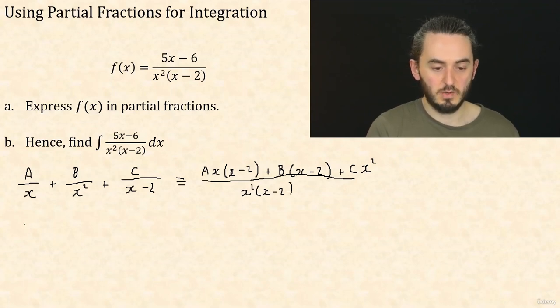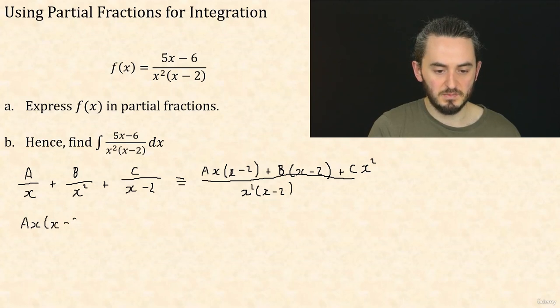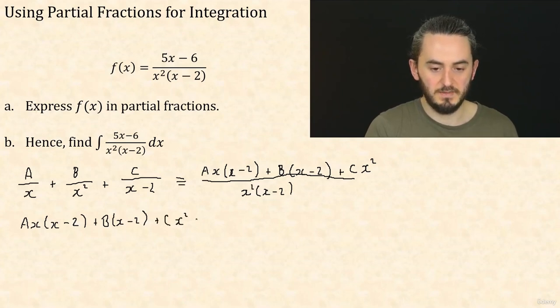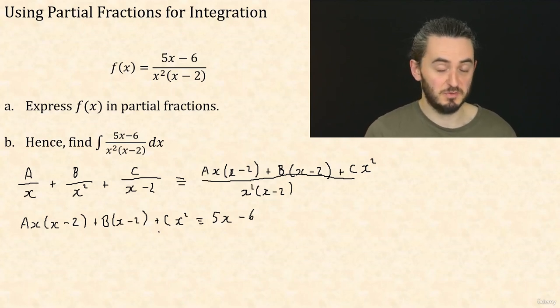So now we can equate the numerators and say it's ax(x minus 2) plus b(x minus 2) plus cx squared, and that's got to be identical to the numerator on the other side, which is 5x minus 6. And in these cases, remember, there are only two sneaky values you can put in. So we'll use those, and then we'll just figure stuff out for the last one.